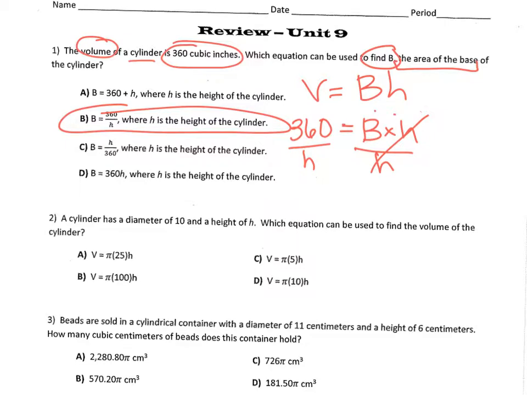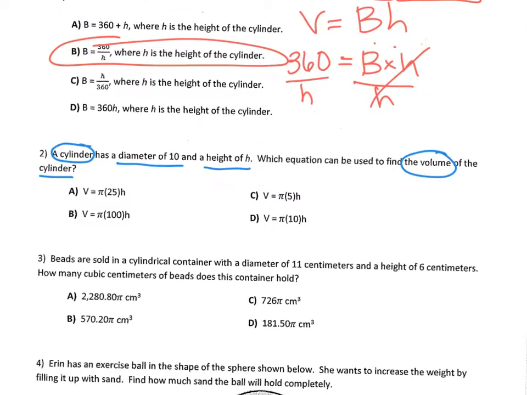Number 2, a cylinder has a diameter of 10 and a height of h. Which equation can be used to find the volume of the cylinder? First thing, do we ever use the diameter in these formulas so far? What do we use? We use half of it, the radius, so we cut that diameter in half. So the radius is actually 5.